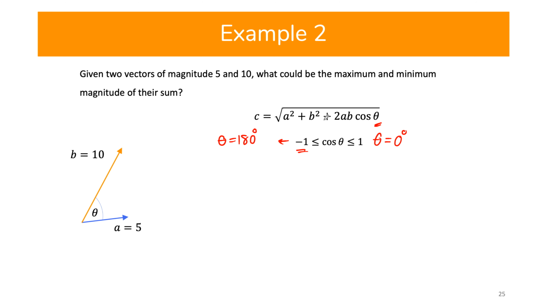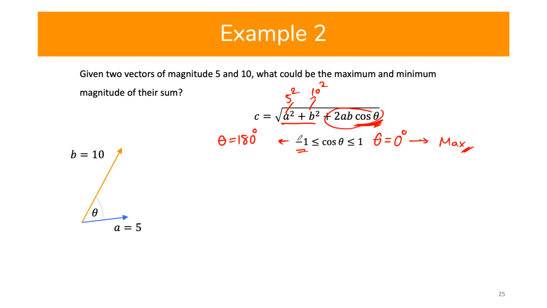So what's changing in this situation is theta, right? We have a fixed value of A squared, fixed value of B squared. You're varying this. So if cosine theta is positive, this whole term will add up to these constants. So C is going to be increased. So therefore, this case is a maximum magnitude.